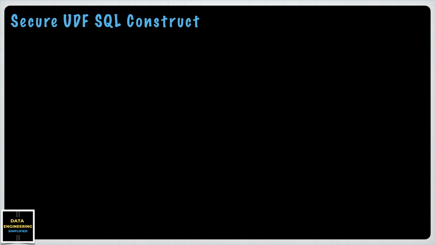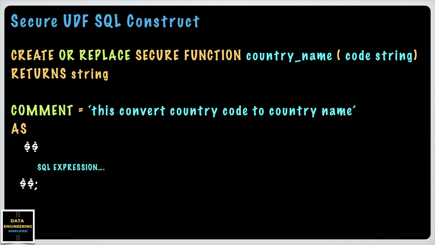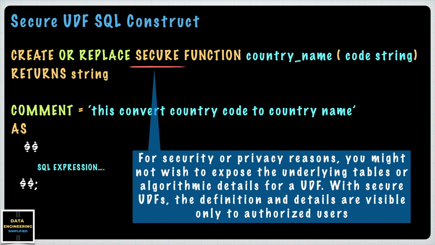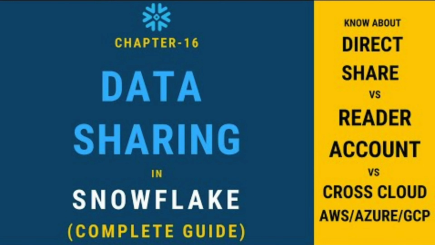For a security or privacy reason, you might not wish to expose the underlying tables or algorithm detail for a UDF. With a secure UDF, the definition and detail are visible only to the authorized user. The construct looks like this. You just need to add the keyword secure while creating the function. The secure UDFs are also used for the data sharing feature. A non-secure UDF cannot be shared, and that's why secure UDFs are very important when it comes to data sharing and data exchange.